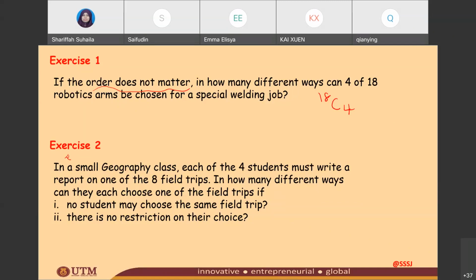Okay, apa jawapan dia? Permutation ke apa soalan ni? Ada siapa-siapa nak jawab exercise tu ni? What is your answer? Santosh jawapannya, combination. Question part 1 ke part 2? Is it Santosh? Or both? The first one, there is no student may choose the same field trip. Second one, there is no restriction on their choice.